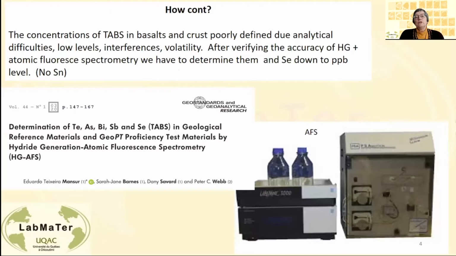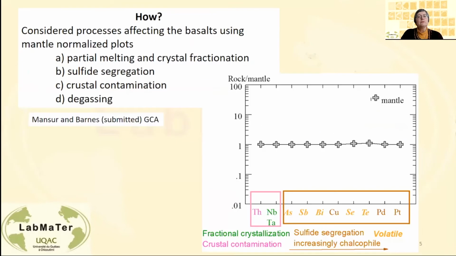So we used a method proposed by Pitcairn originally, which is hydride generation followed by atomic fluorescence spectrometry. This gives us all of the TeAsBiSb except tin. And as a bonus, it gives us selenium, an element we're always interested in. And we checked that our analytical method was working well by looking at a range of ordinary crustal rocks, basalts, and rocks published in geostandards. So once you've got the data, what then?